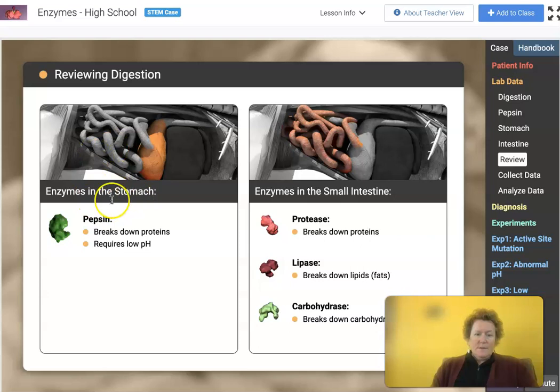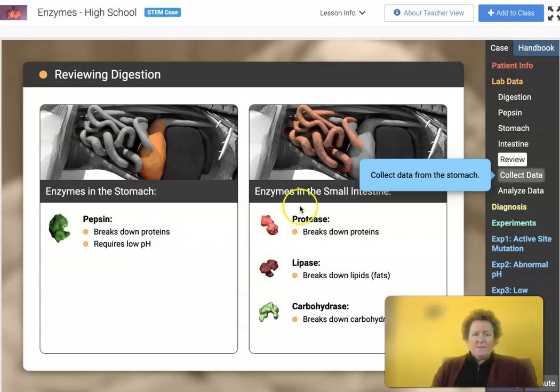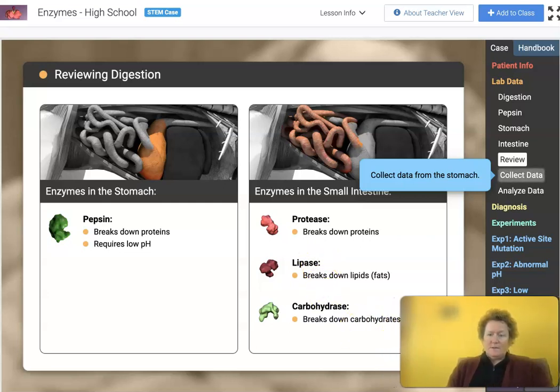So in the stomach, we've got pepsin. It requires a low pH. It primarily works on protein substrates. In the small intestine, we have proteases that break down proteins, lipases that break down lipids, and carbohydrases that break down carbohydrates.